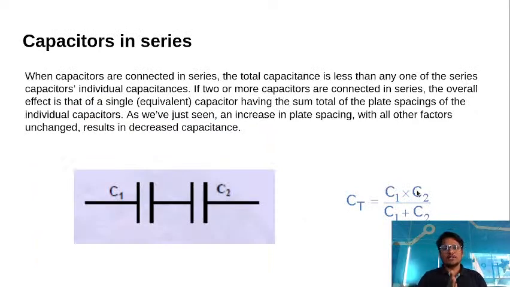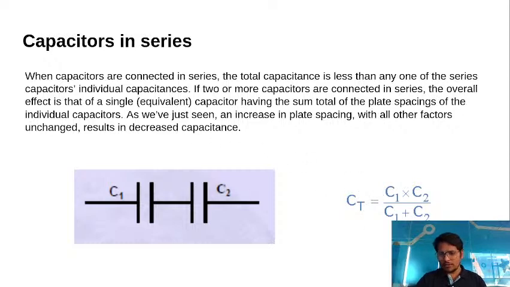Now we are going to learn about capacitors in series. If we connect the capacitors in series, what will be the effect in a circuit? And if we connect the capacitors in parallel, what will happen? When capacitors are connected in series, the total capacitance is less than any one of the individual series capacitances. If two or more capacitors are connected in series, the overall effect is that of a single capacitor having the sum total of the plate spacing of the individual capacitors.